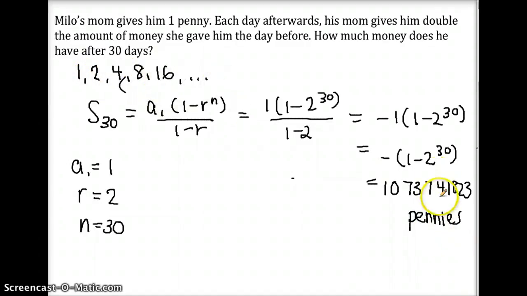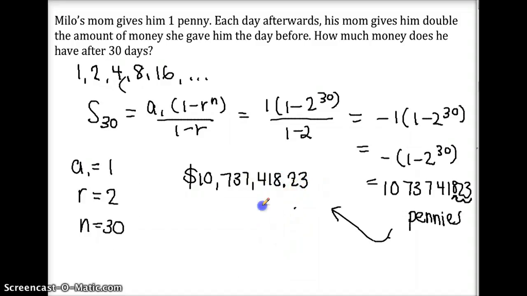But when we ask how much money does he have, we don't want to know it in pennies, we want to know it in dollars. So we're going to divide this by 100 because we have 100 pennies in a dollar. So we're going to move this decimal place 2 spaces to the left. So in total he has $10,737,418.23. So that's a lot of money. So this is our answer.